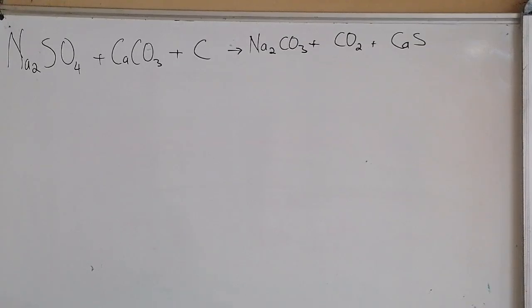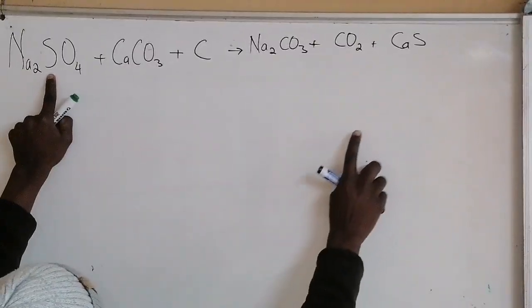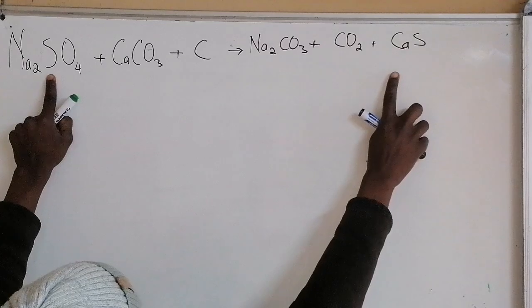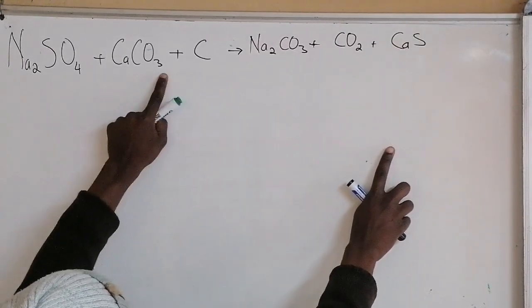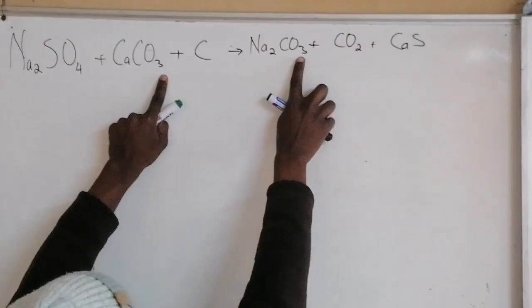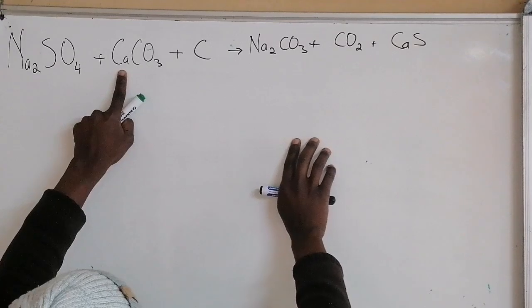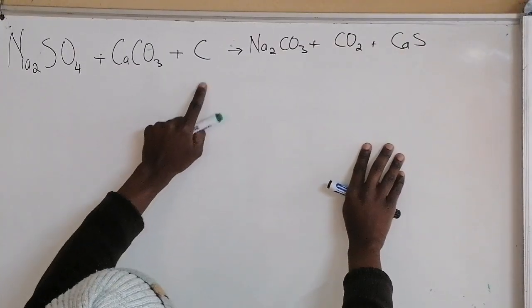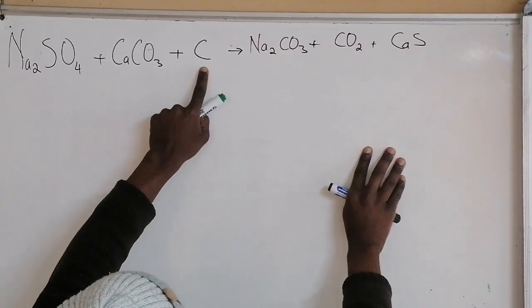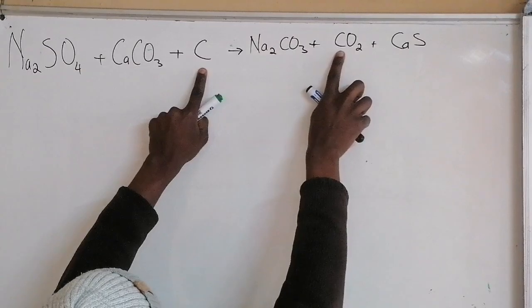So for us to balance it, let's just write everything that we are given. We have Na2. We have one sulfur atom and one sulfur atom. We have 7 oxygen atoms. 4 plus 3, it's 7. 3 plus 2, it's 5. Alright, it's not balanced. We have 1 calcium atom, 1 calcium atom. How about the carbon atoms? We have 1, 2, and here we have 1, and here we have 2.